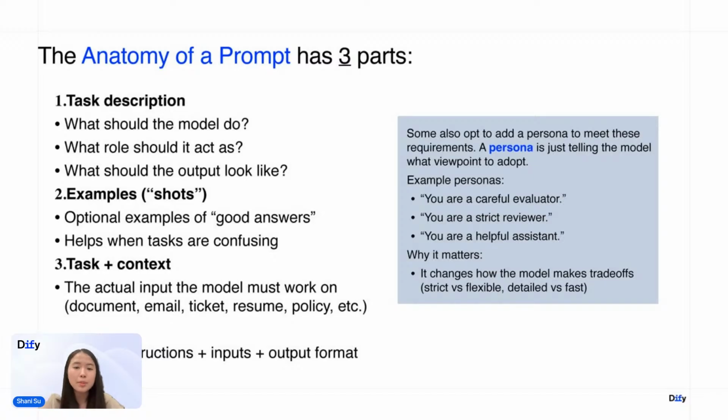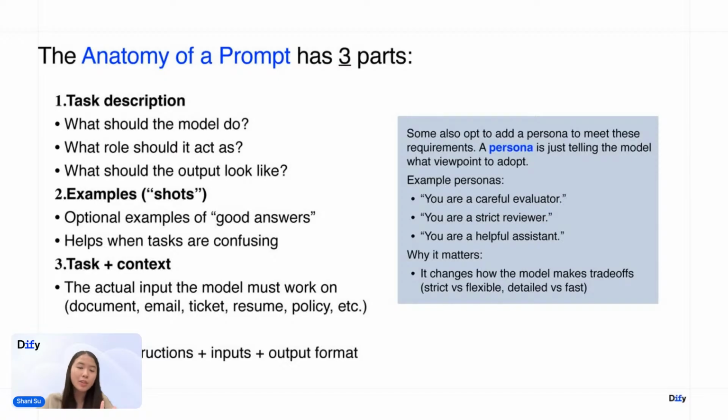Some people also opt to add in a persona to meet these requirements. A persona is just telling the model what viewpoints to adopt. For example, if you tell the persona you are a careful evaluator, versus you are a software engineer recruiter looking for a specific skill set amongst your candidates, or you are a strict reviewer, any of these personas can be adapted by the LLM to better fit what you want as a result. It changes how the model makes trade-offs, whether it's strict on certain requirements or flexible, and detailed versus fast.